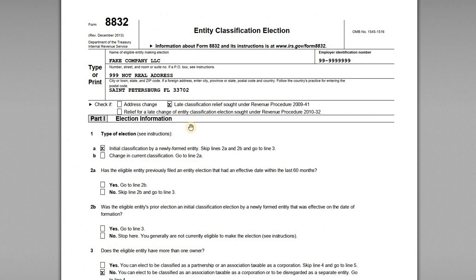All right, so let's have a look at the election form itself, and we'll go through the form and the reasonable cause statement. So information on the entity goes at the top here, right? So the name of the company, address, and the EIN, so the tax ID number for the LLC. And then again, we are checking the late election relief box here, right? So we're pursuing late election relief under Rev Proc 2009-41. The 2010-32 would be if we've already made an election and now we want to change it. So that doesn't apply to us because this is an initial classification.